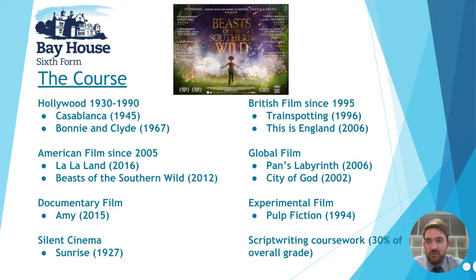We then look at other niche areas of filmmaking. So documentary film, we look at the film Amy, which is about Amy Winehouse. We look at experimental films. We look at Pulp Fiction, which is experimental in the way that it uses postmodernism, the defining postmodern film of the 90s. And we look at silent cinema, which currently we look at the film Sunrise. Okay, and on top of that, we have our coursework, which historically here we've done the script writing option, which we've had actually quite a lot of praise for, the work from our students that has been seen by the exam board during moderation.